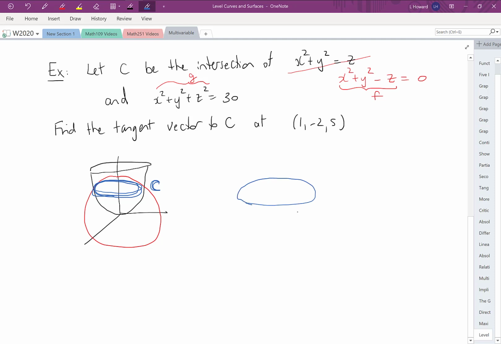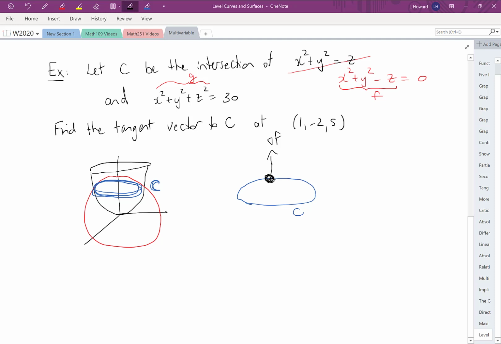The idea is that C belongs to both surfaces. It lies on both the paraboloid and the sphere. The gradient of f is going to be perpendicular to our curve C at whatever point we're interested in. Let's just say this is the point 1, -2, 5 right there. Let's just say that's our point of interest.